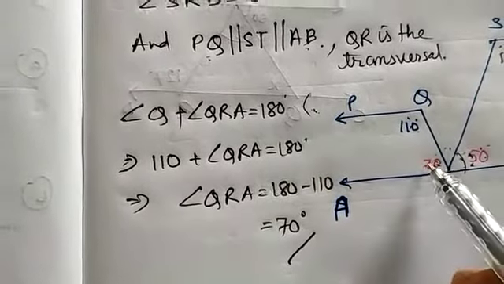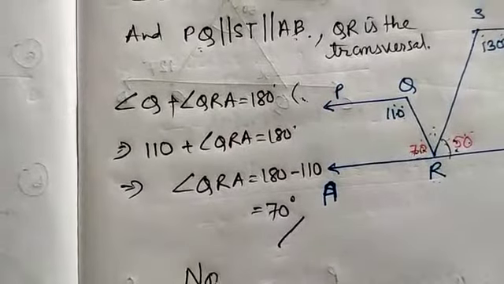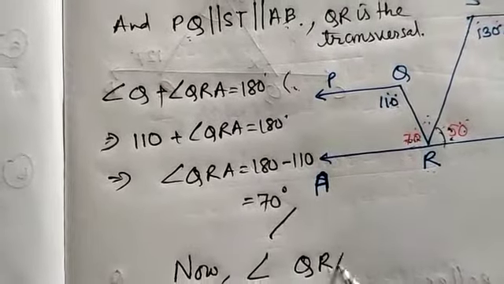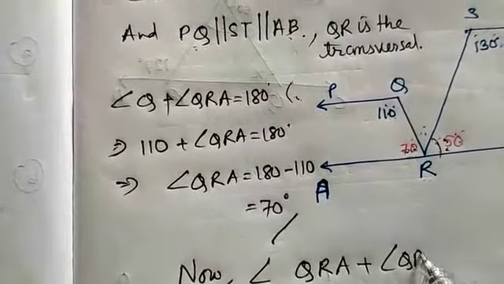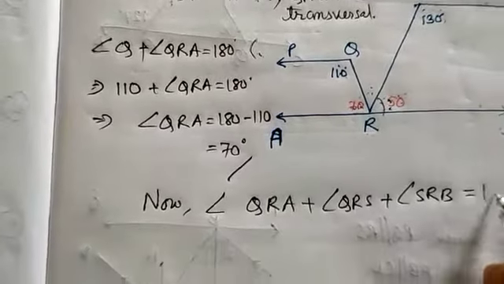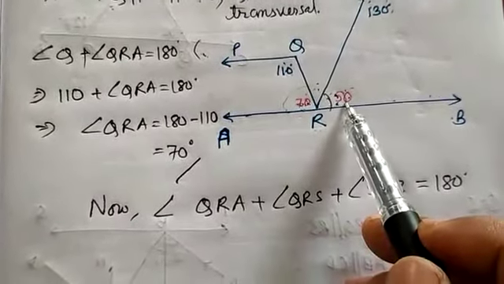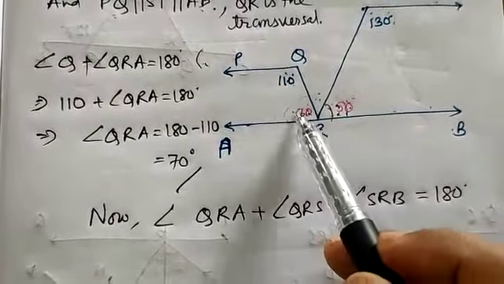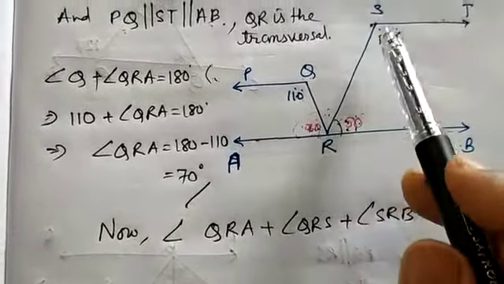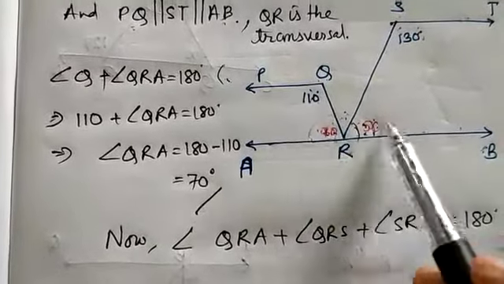We need to find this. Ultimately the sum of these three angles is 180 degrees. Angle QRA plus angle QRS plus angle SRB equals 180 degrees. A single straight line makes a straight angle, which is 180 degrees. I repeat again, the sum of these three angles QRA, QRS and SRB is 180 degrees because it is a straight angle.